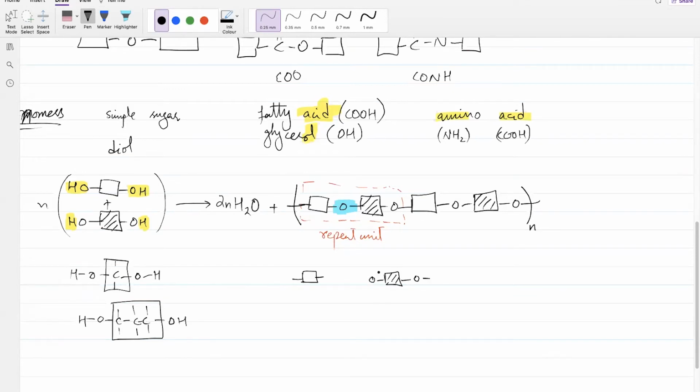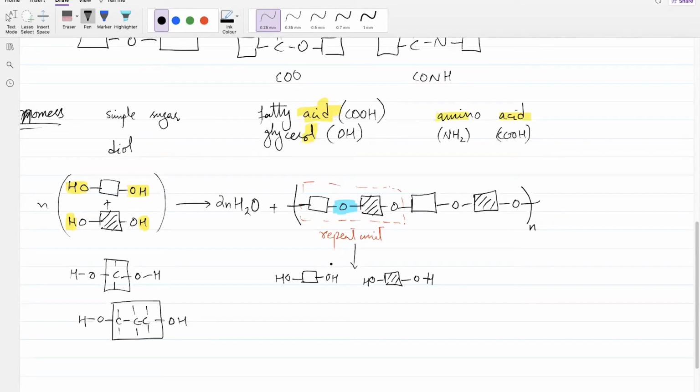So if I want to convert it back to whatever it was, I will use a catalyst and I will add water to it. Water has OH and H. H will come here and OH will come here. And I have converted it back to monomers. So this is a reversible process.